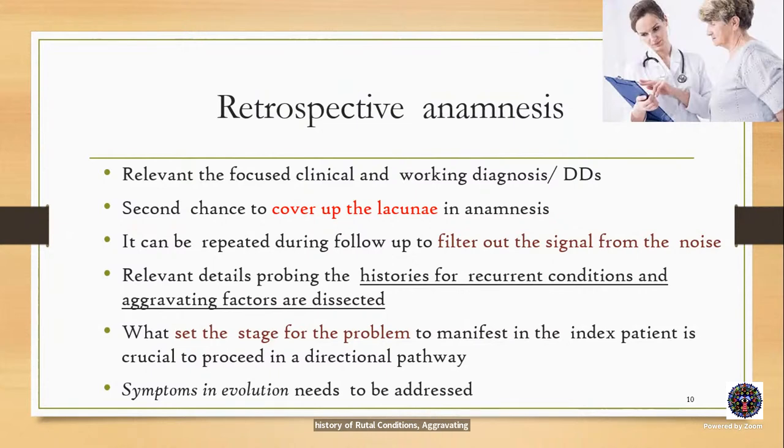What actually caused the problem? For example, if a patient has herpes zoster ophthalmicus causing a keratouveitis, non-granulomatous uveitis with raised IOP, we need to ask what caused this herpes zoster to manifest in that particular patient. Is it uncontrolled diabetes, or some stressor like loss of night sleep, or is the patient immunosuppressed, or on long distance travel? Many aggravating factors could have made that problem manifest in that particular index patient. So what set the stage for the problem to manifest in the index patient is crucial to proceed in a particular directional pathway.